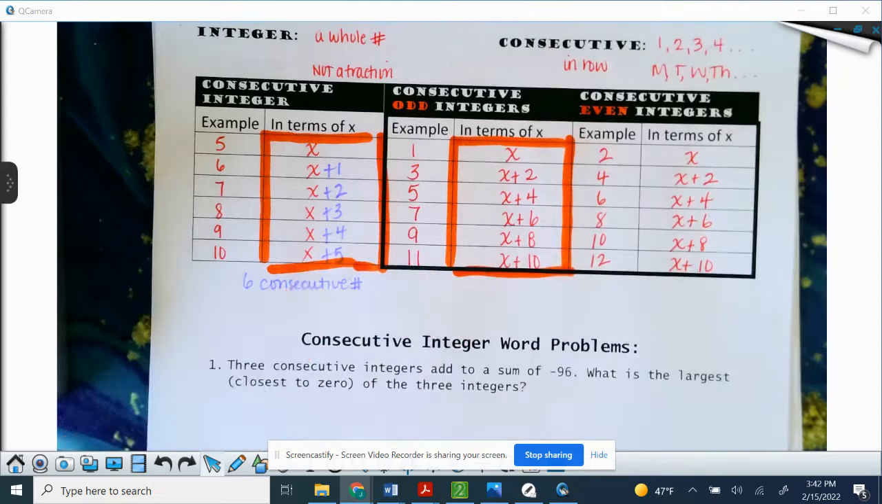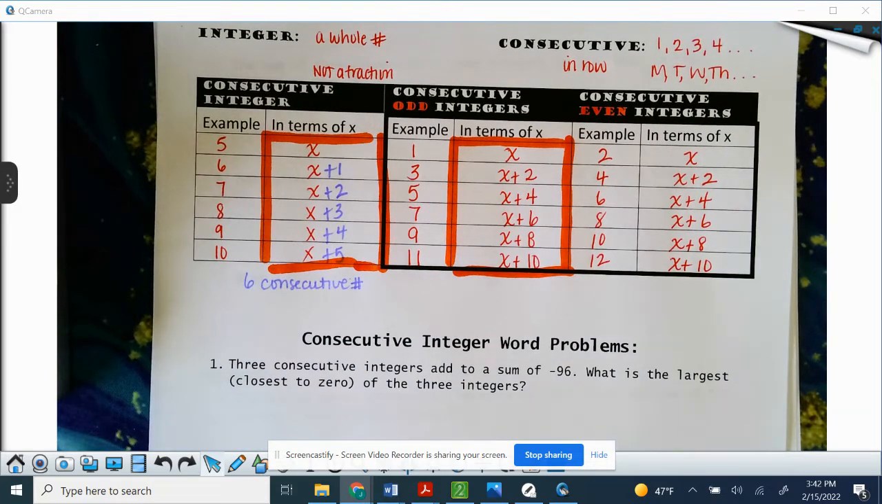So if we're just counting 1, 2, 3, 4, 5, 6, 7, 8, 9, 10, no specificity is whether it's odd or even. It's x plus 1, x plus 2, x plus 3. And you can't leave out your first x as well. And then if it's odd or even, then it's plus 2, plus 4, plus 6, plus 8, plus 10, depending on how many numbers you need.